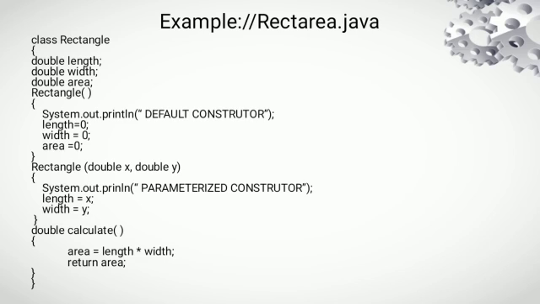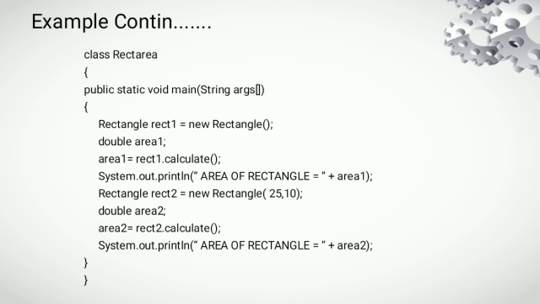In the second constructor Rectangle, we are passing two parameter values, that is x and y, from the main class. Inside the constructor, we are assigning x value to length and y value to width. Next, in the method calculator, we are calculating the area of the rectangle and returning the area to the main class. In the main class, we are creating two objects, rect1 for default constructor, rect2 for parameterized constructor.